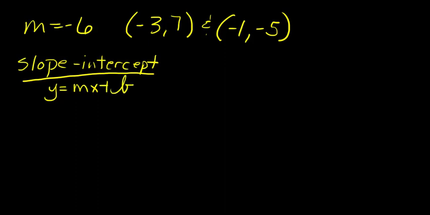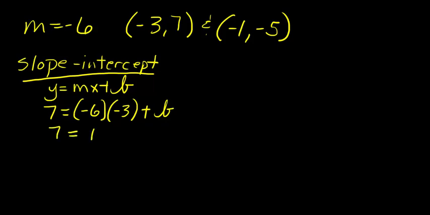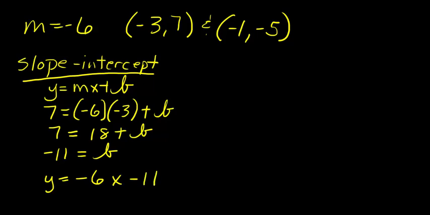We will put in, using whichever point we would like, values for the y, and we'll use our slope, which was negative 6. Then we'll put in the negative 3 and say plus b, so it's actually the intercept that we are solving for. This gives us 7 equals 18 plus b. We subtract an 18 from both sides, get negative 11 equals b. Take that along with our slope and put it back into our y equals mx plus b. We'd have y equals negative 6x minus 11, and we've written the equation of the line.